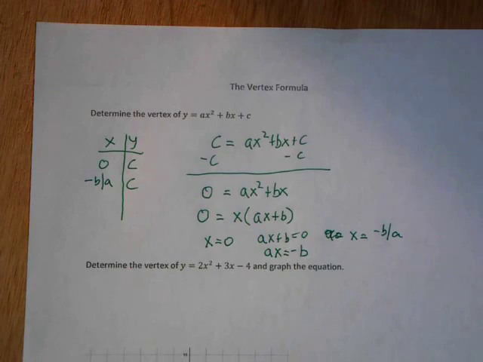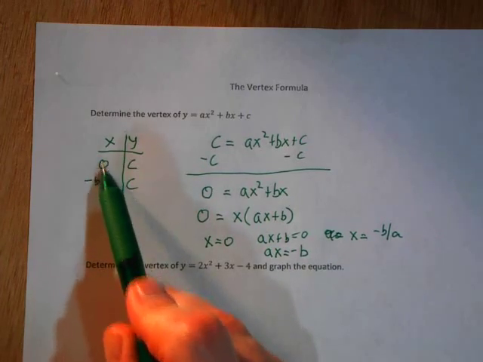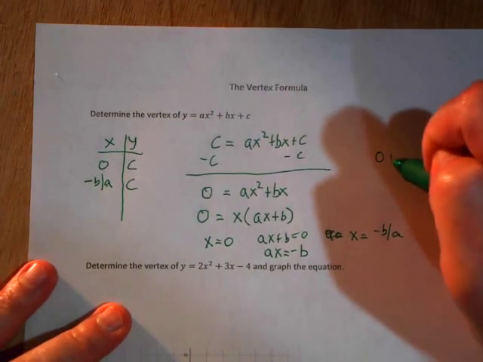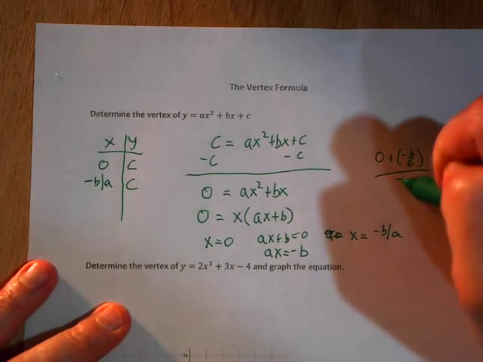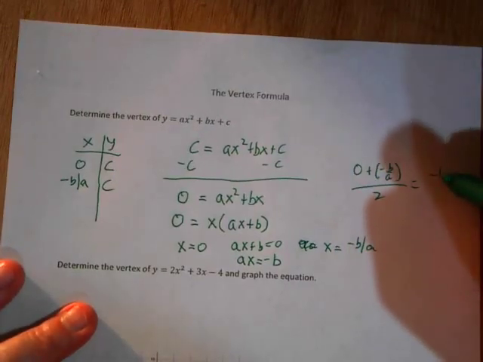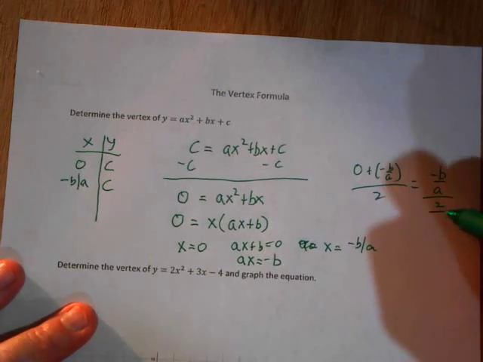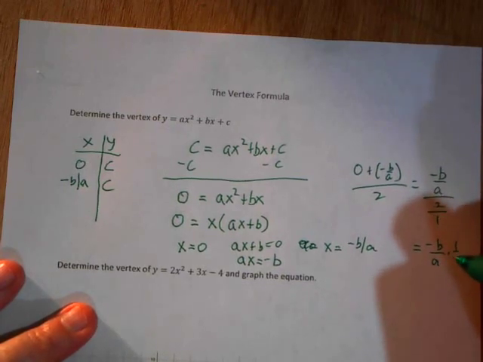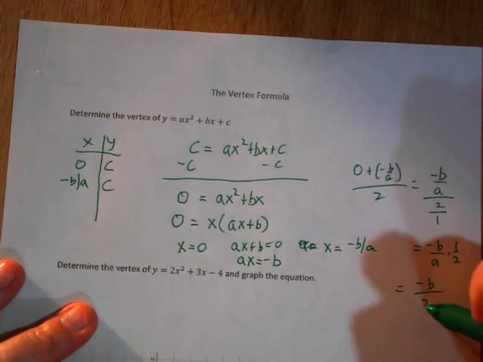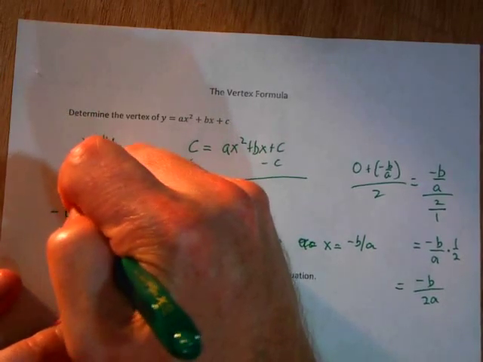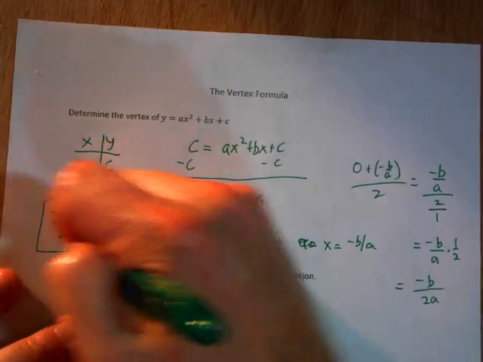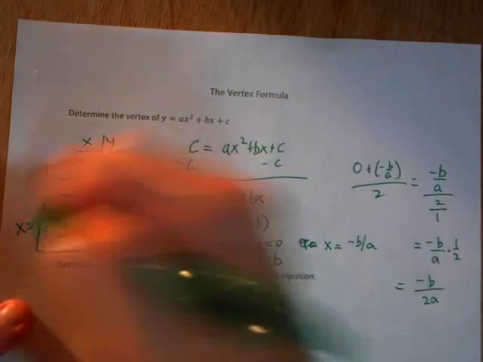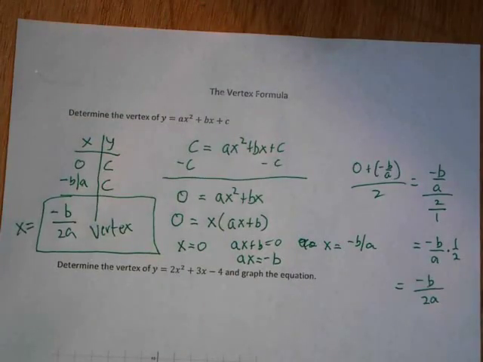So where's the vertex? The vertex is halfway in between these two numbers. To do halfway in between, I take the two numbers, I add them, and I divide by 2. That's negative b over a divided by 2. I'm going to think of 2 as 2 over 1. I'm going to flip and multiply. Negative b over a times a half. That's negative b over 2a. So there's your vertex formula. x equals negative b over 2a.